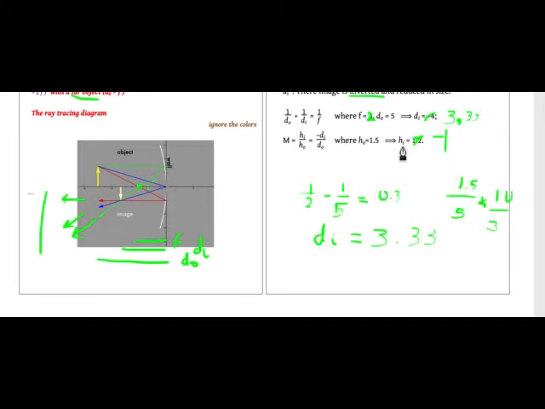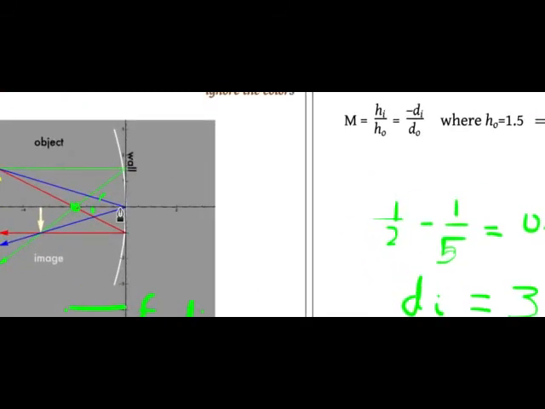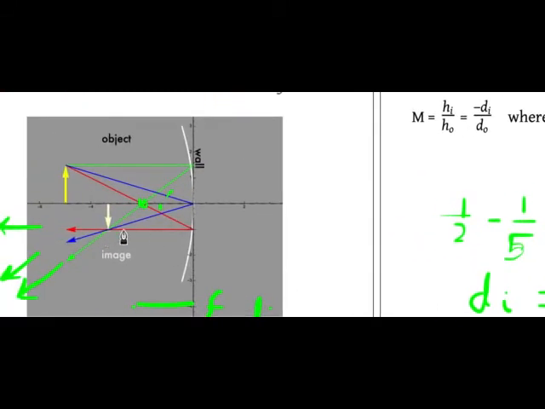So h_i is actually the displacement. It's downward. You see the arrow is pointing downward. So when you have an inverted image, the sign of the displacement is negative. The length of the image is the absolute value, so that would be 1. And let's see if the formula agrees here. Yeah, this length is indeed 1, because this length is 1.5.